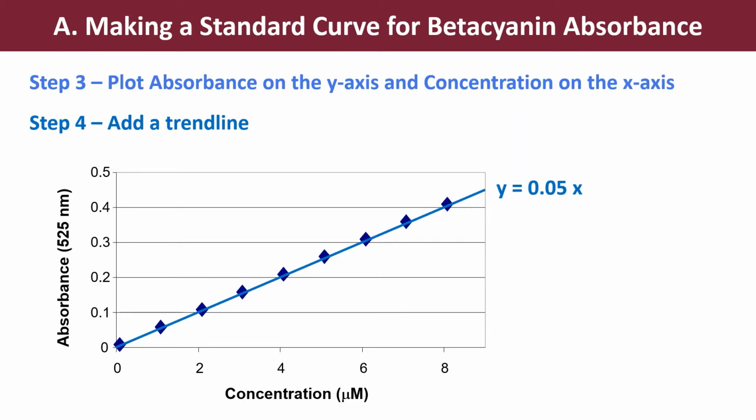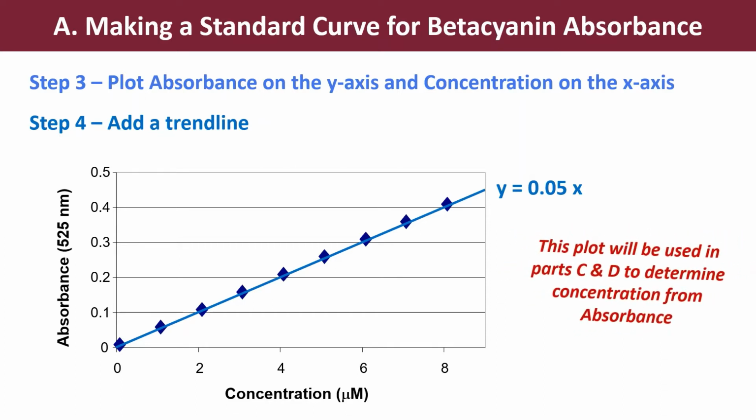So y equals mx, therefore the slope in this case is 0.05x. So take note that this plot can be used later, and that's why we're generating this plot. We're going to use it later in part C and D, and we're going to use that to determine our concentrations. So in part C and D, we're damaging the membranes using temperature and solvents, and we're going to measure an absorbance. And from that absorbance, because we don't know the concentration, we're going to determine the concentration. I'll show you basically how this works.